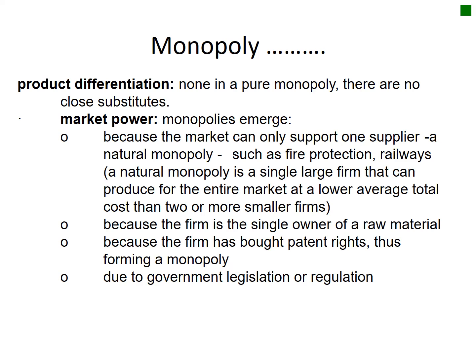A monopoly can emerge because the market can support only one supplier, which is known as a natural monopoly, such as fire protection, railways. I'm thinking of the Postal Service way back when. A natural monopoly is a single large firm that can produce for the entire market at a lower average total cost than two or more smaller firms. It could be because the firm is the single owner of a raw material, because the firm has bought patent rights, therefore forming a monopoly, or due to government legislation or regulation.